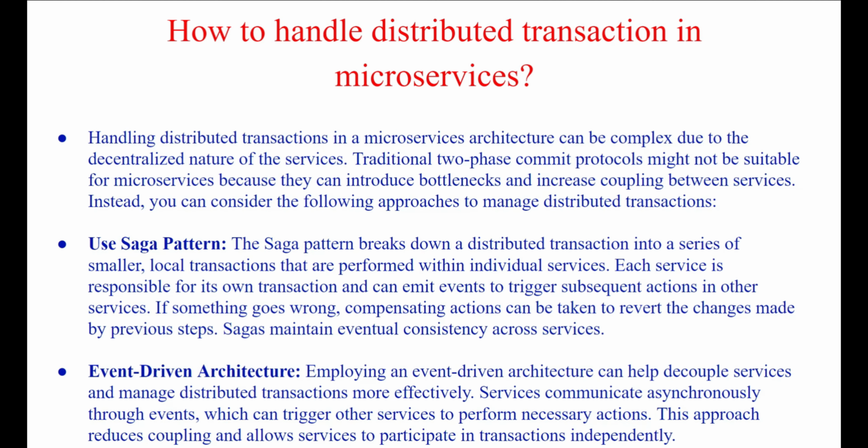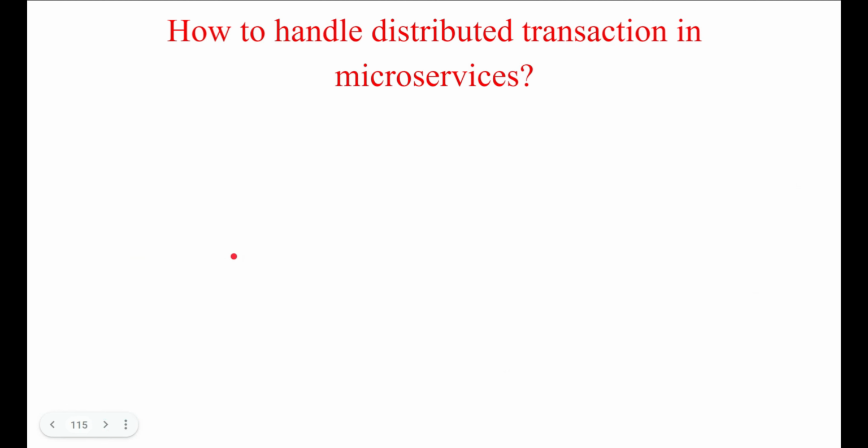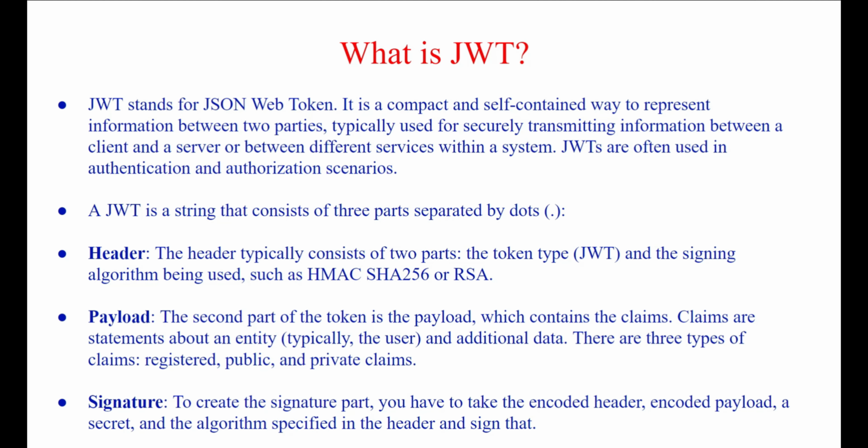But in real life, most of the distributed transactions are handled using the Saga. That is the best way to handle your distributed transactions in microservices. Now next is what is JWT tokens. Also we have a complete separate video on JWT created for you.